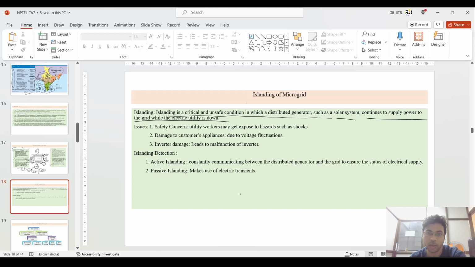Okay, so if the grid doesn't get power supply from the microgrid, and you are continuously injecting the power at a particular point, the voltage will rise at that particular point, because at that particular point you are injecting power from this microgrid. The grid doesn't need that power, because it is already in the circular condition.